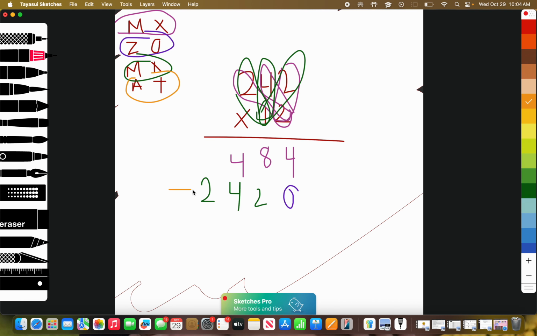Agregar, to add. 4 más 0 es igual a 4. 8 más 2 es igual a 10. 4 más 4, 8 más 1, 9. 2 más nada es igual a 2. Nuestra respuesta es 2,904. Our answer is 2,904.